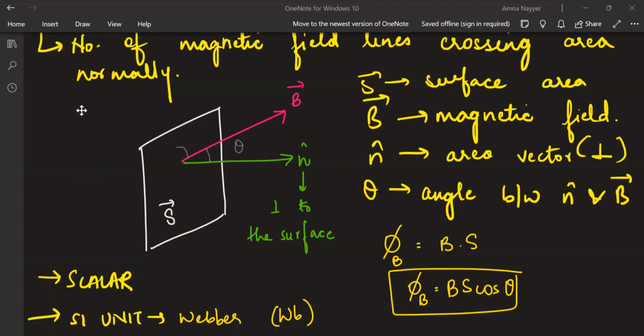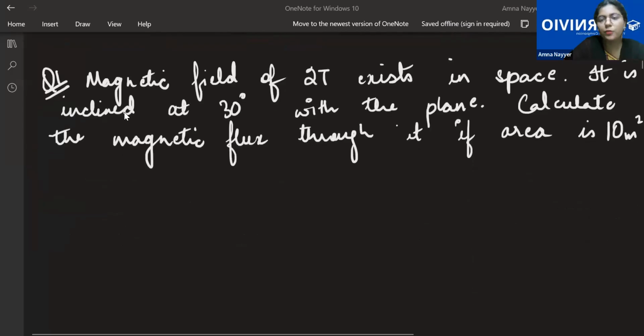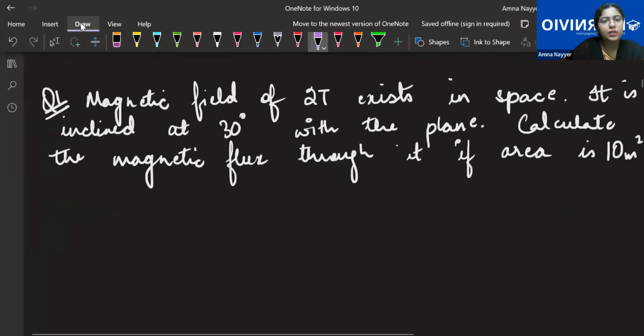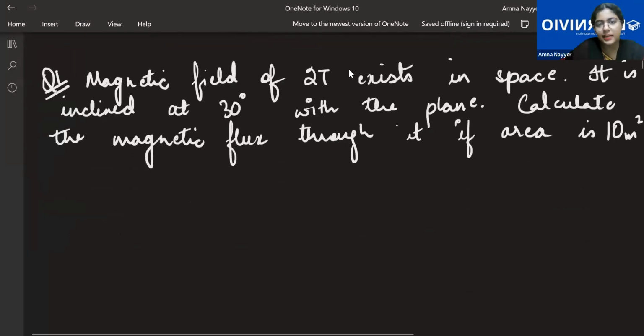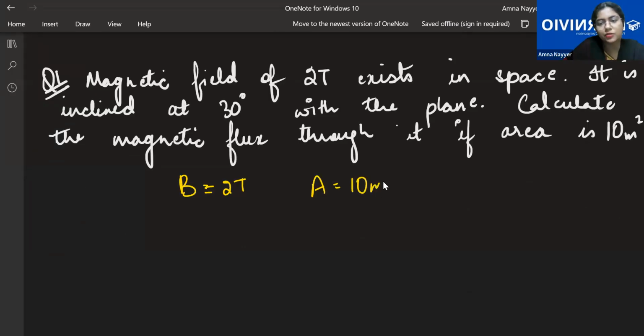Okay. Let's practice one or two numericals. See, this says a magnetic field of 2 Tesla exists in space. It is inclined at 30 degree with the plane. You have to calculate the magnetic flux through it if the area is given as 10 meters square. The magnetic field is given as 2 Tesla, and the area is given as 10 meters square.